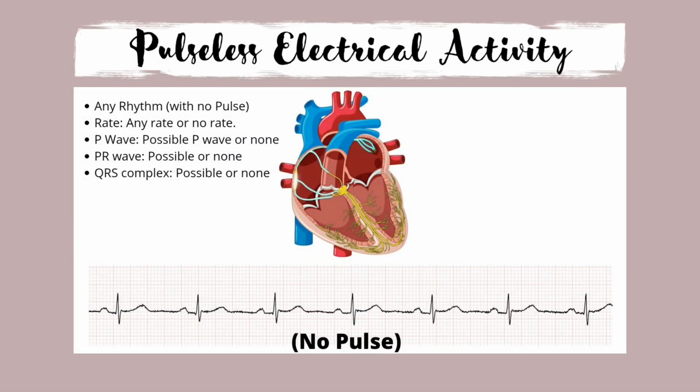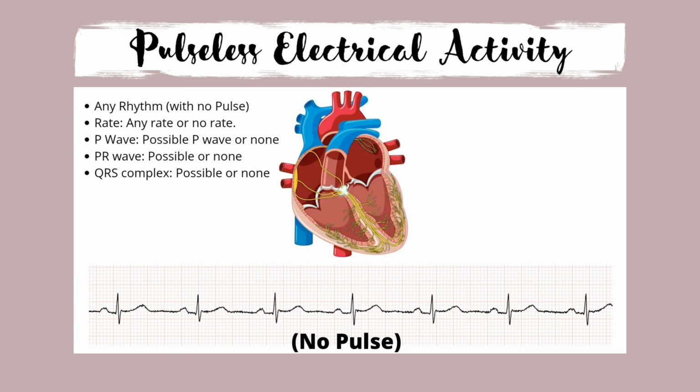Pulseless electrical activity, PEA, refers to cardiac arrest in which the electrocardiogram shows a heart rhythm that should produce a pulse, but does not. Pulseless electrical activity is found initially in about 55% of people in cardiac arrest.